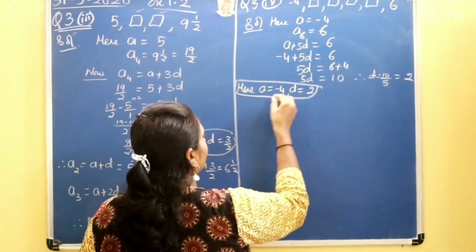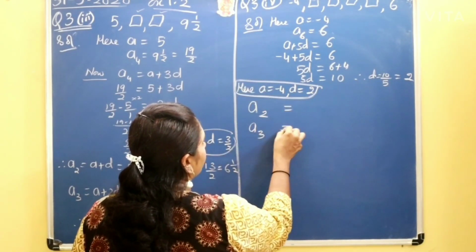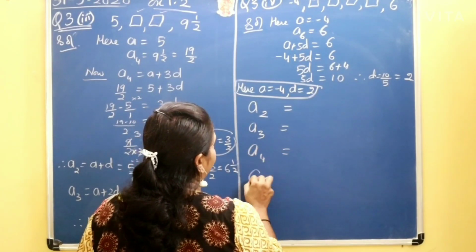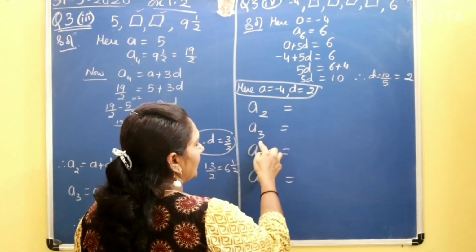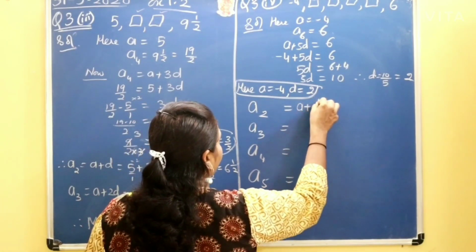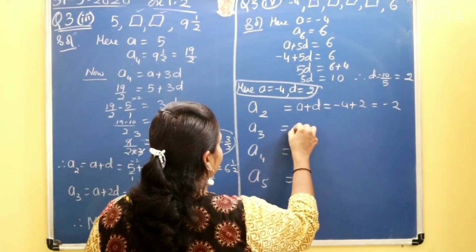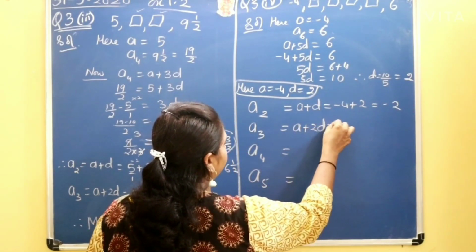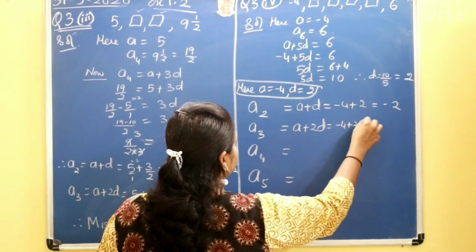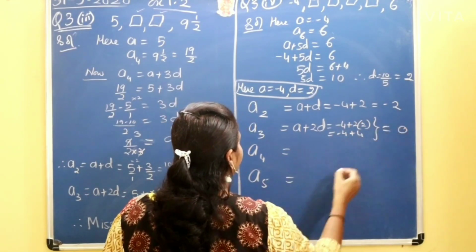When you have these two, you can find out A2, A3, A4 and A5. These are the missing terms. A2 is equal to A plus D, -4 plus 2, which will give you -2. A3 is A plus 2D, -4 plus 2 into 2. You get -4 plus 4, which is equal to 0.